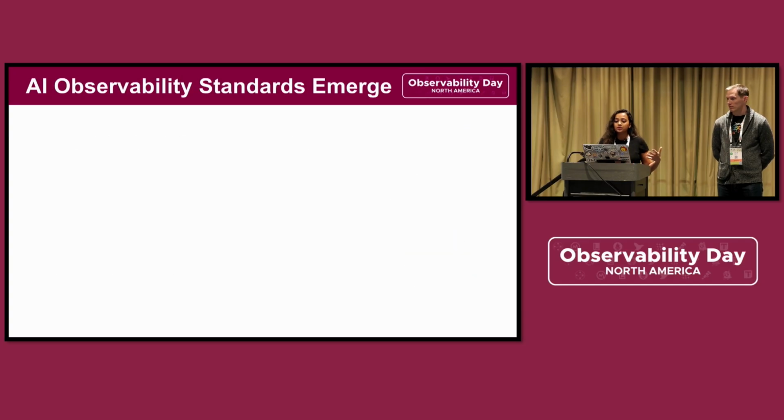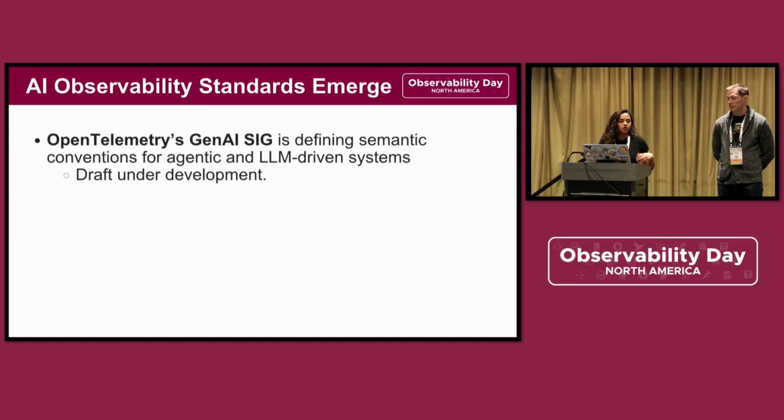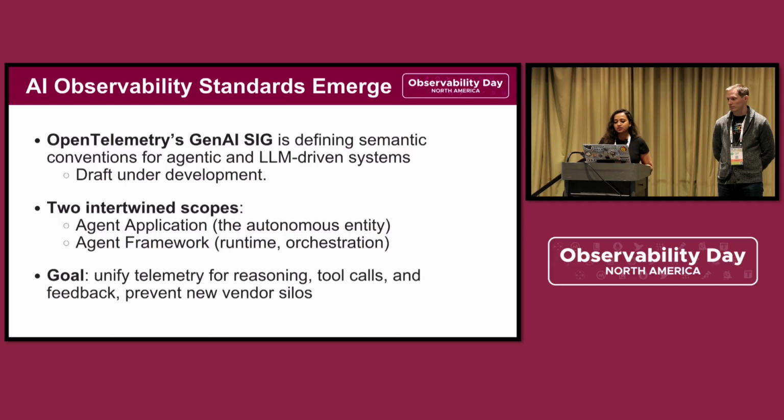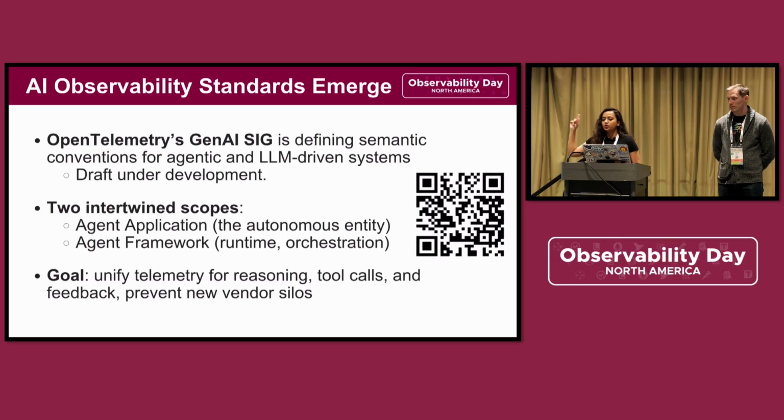So AI observability standards emerge. We are talking about the OpenTelemetry Gen AI special interest group. The good thing is they are trying to work on cementing conventions for agentic and LLM-driven systems. The draft is under development. There are two scopes for this. One is agent application, and the other one is framework, the runtime. And you can scan the QR code over here to keep up with the progress, what OpenTelemetry is working on.